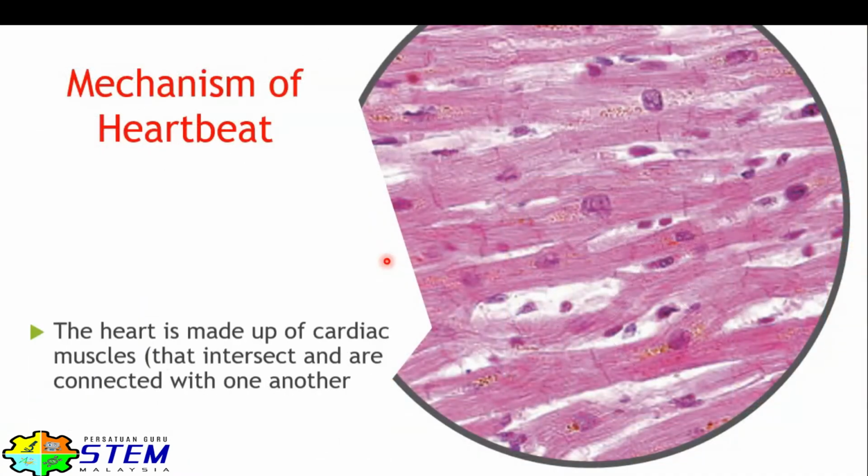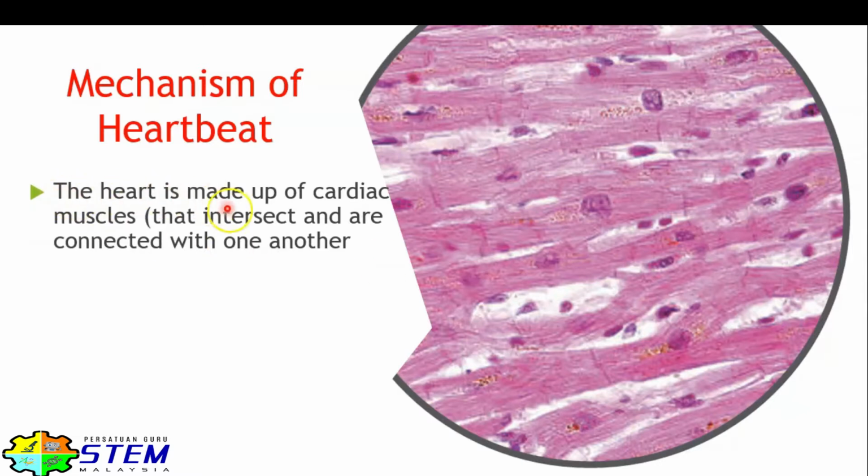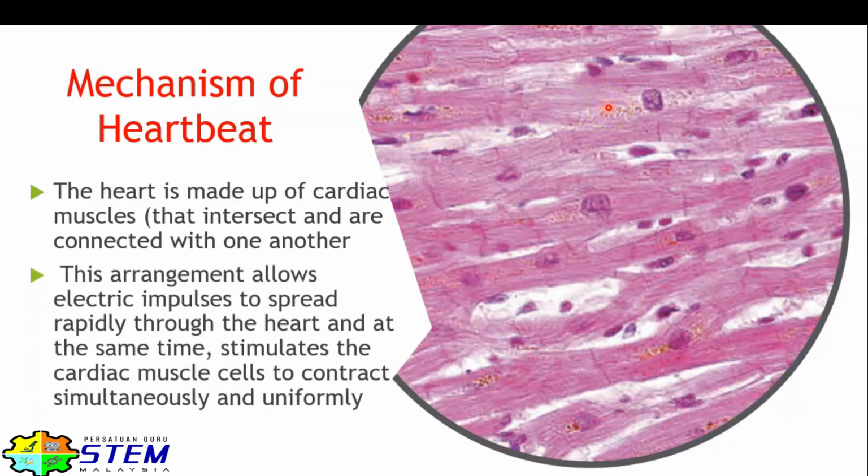Mechanism of the heartbeat. The heartbeat is made up of the cardiac muscles. They are intersected and connected with one another. According to this diagram, you can see that the cardiac muscle cells intersect from one cell to another so that it will allow the electrical impulses to spread rapidly through the heart and at the same time stimulate the cardiac muscle cells to contract simultaneously and uniformly.